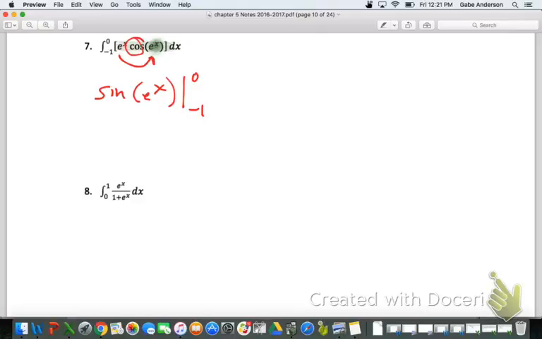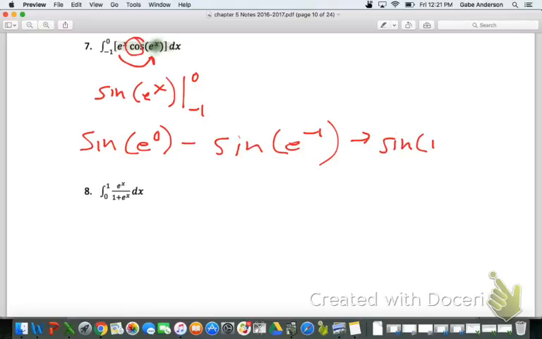In any case, we do FTC1, sine of e to the 0 minus sine of e to the negative 1. And as we saw last time, e to the 0 is 1, so maybe we could write this as sine of 1 minus sine, we could write it as 1 over e if we wanted to. Not necessary, but it's okay. Without a calculator, it's about as far as we could be expected to go, and we'd be done.